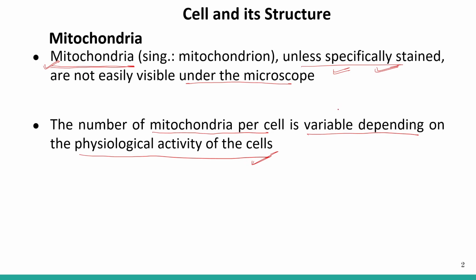Some cells are physiologically very active, like our heart muscle cells, which are myogenic. They are continuously working, continuously pumping the blood, so they require lots and lots of energy. So these muscle cells have a large number of mitochondria. Depending upon the requirement or the physiological activities of the cell, the number of mitochondria varies.